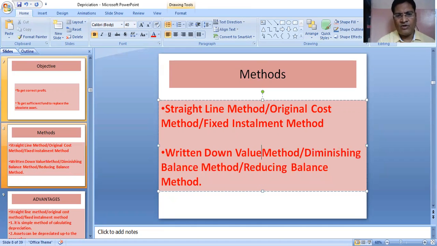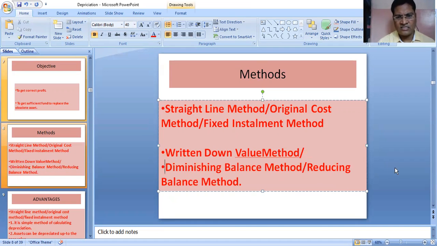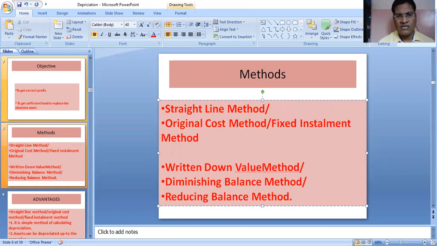We will understand by doing sums, so don't worry about that. These are just the names you understand. And then when we do the sums, we will be able to understand these methods of charging depreciation.